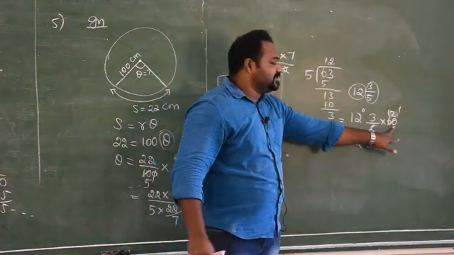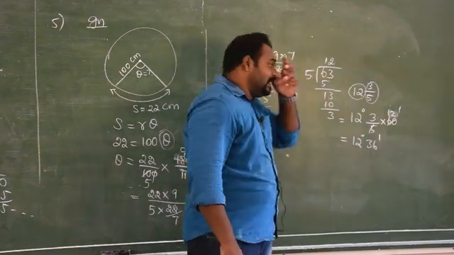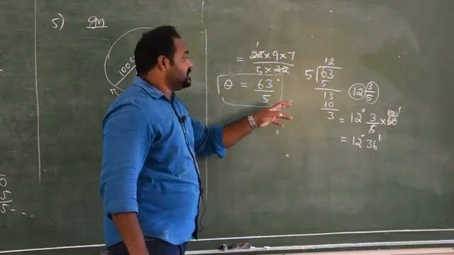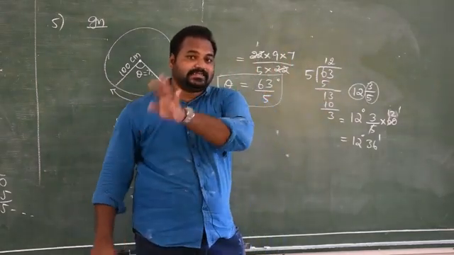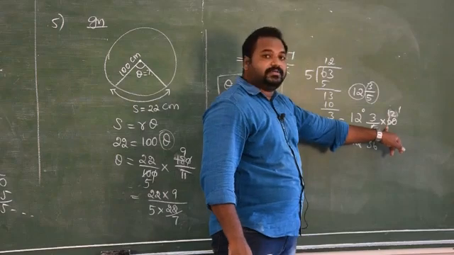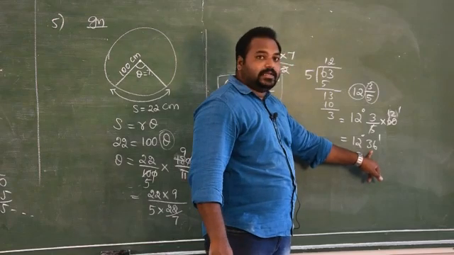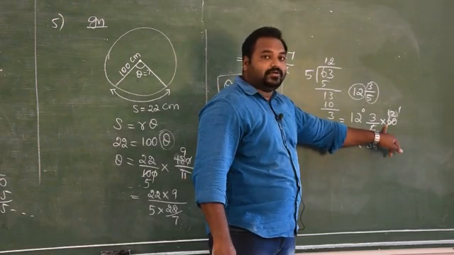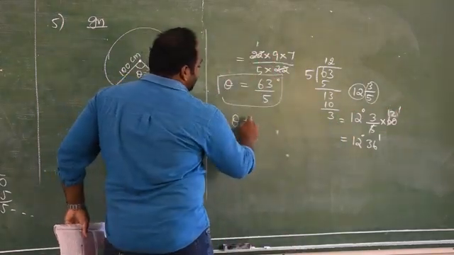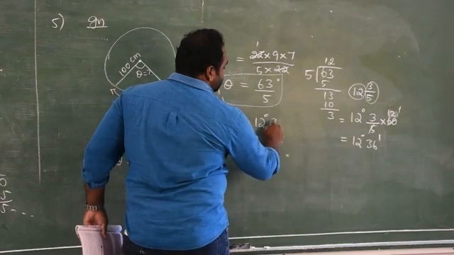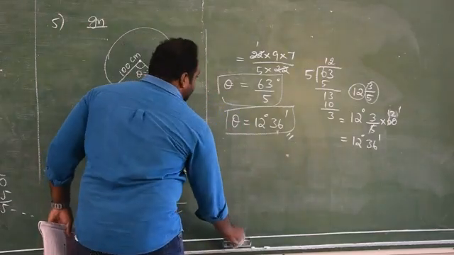Again, if you are getting a decimal here, once again we have to multiply by 60 to get seconds. If your degree value is in decimal mode, next is minutes, next seconds. So the decimal value is supposed to be multiplied with 60. If you multiply the decimal value with 60, you will get minutes. Once again, if you get a decimal value, you multiply with 60 and you will get seconds. So the degree value can be written as 12 degrees 36 minutes. This is the value of theta.